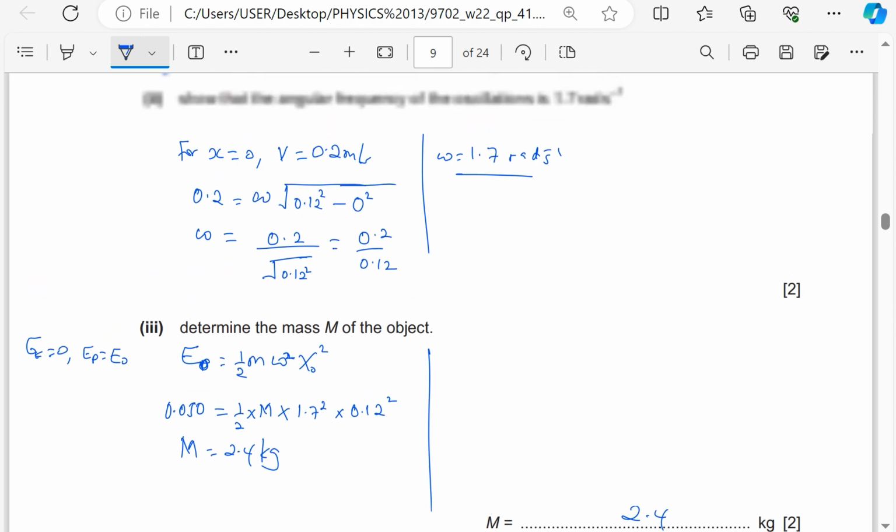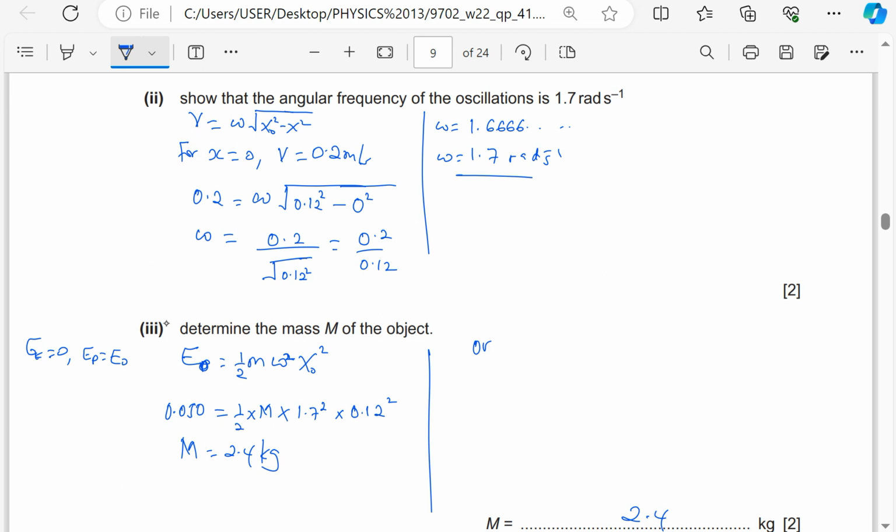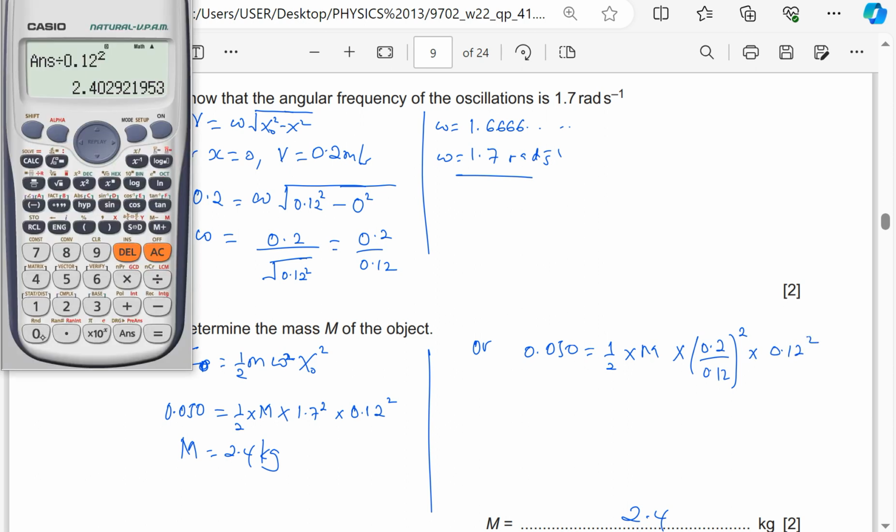Let me try to use a more exact value. So method 2 is substitution. I'll substitute in 0.050 equals a half times m times, instead of using 1.7, I'll use omega, which is 0.2 divided by 0.12. And remember, this was squared, then times 0.12 squared. I will try to use the more exact value, because the value may vary between 2.4 and 2.5. So I have 0.05 times 2 divided by 0.12 squared. Then I will divide this by 0.2 divided by 0.12, but the whole of this is squared.